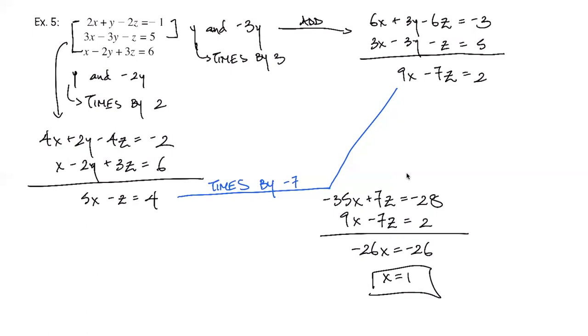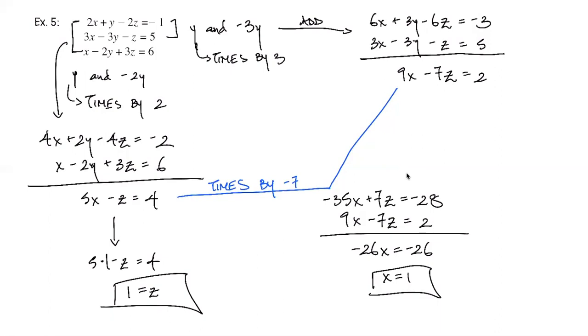But once you have that, remember, we want to choose the path of least resistance. What is the most efficient way that we can find other variables? And so I'm going to take this x equals 1. I'm going to plug it into here. I get 5x minus z equals 4, so 5 times 1 minus z equals 4, or 1 equals z. Okay.